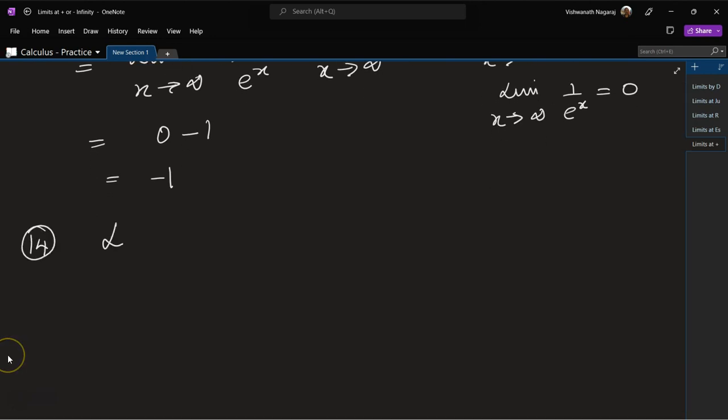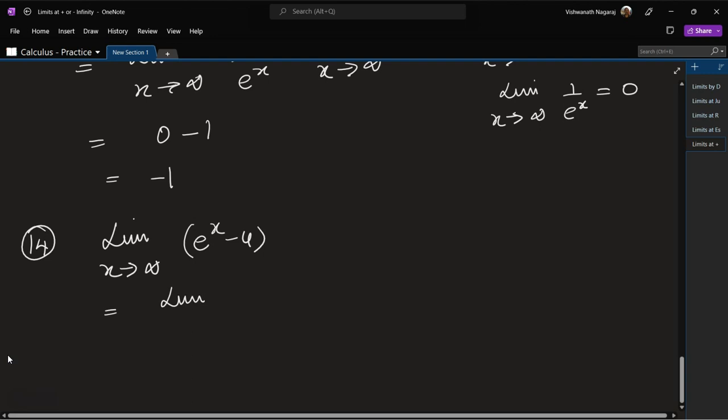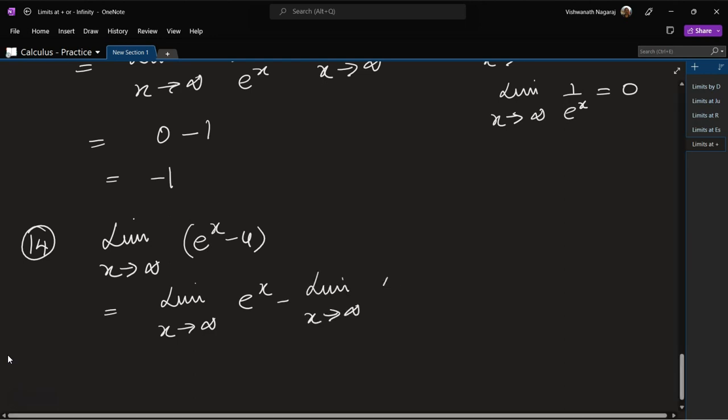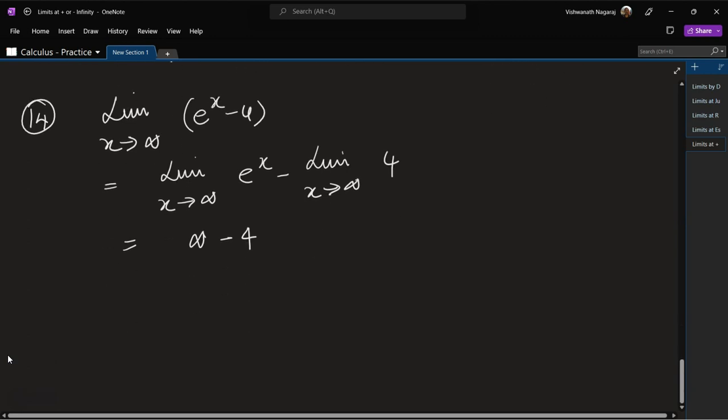14th, limit as x approaches infinity of e to the power of x minus 4. E is a constant to the power of an infinite number is going to give us infinity. So we don't even have to do anything. But still, if you have to write it in steps, you can write it as limit as x approaches infinity of e to the power of x minus limit as x approaches infinity of 4. This is going to be infinity minus 4, which means it is going to be infinity.